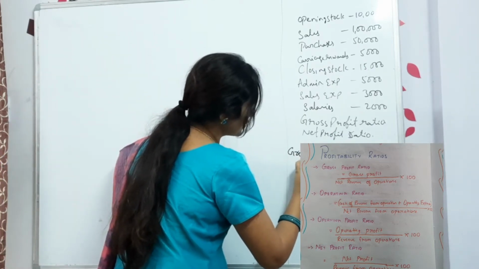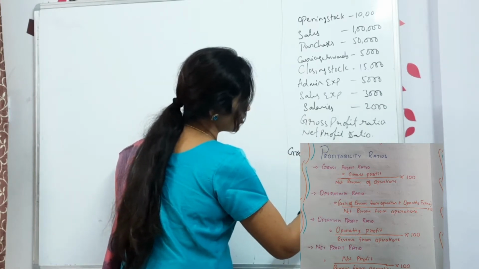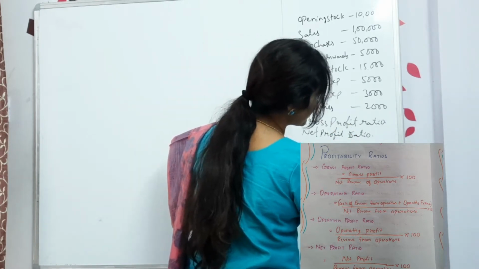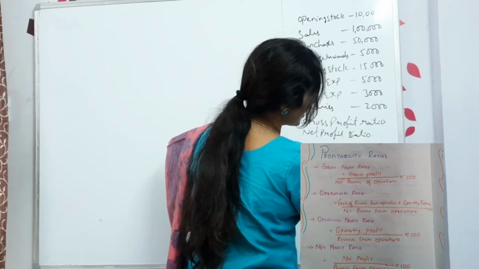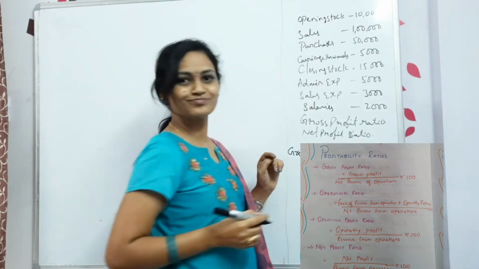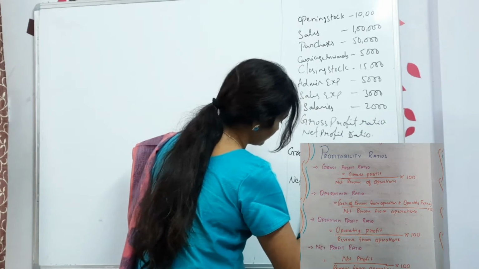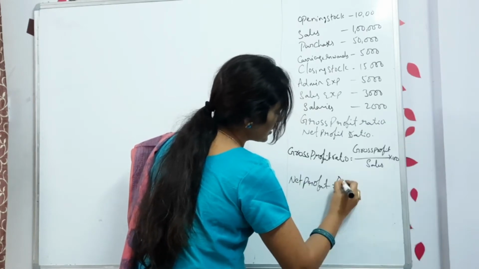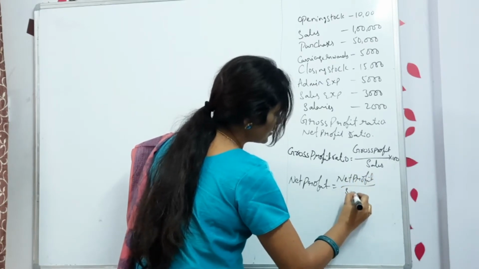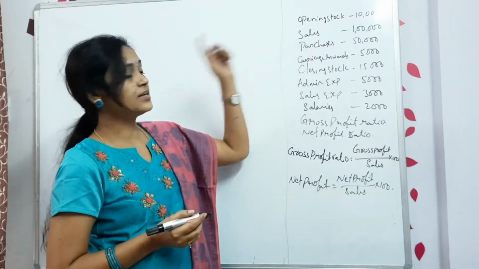Gross profit ratio. This is also called GPR. Okay, gross profit ratio is equal to gross profit divided by sales into 100. Okay, next net profit ratio. Formula for net profit ratio: net profit divided by sales into 100. Sales already given in the question.